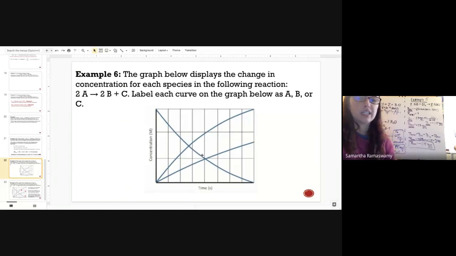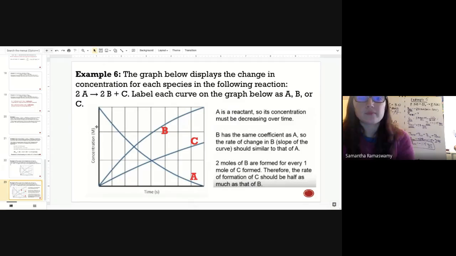But notice that they're increasing at different rates. Well, that's where we're going to look at these coefficients. B has a coefficient that's twice as much as C, which means B is going to increase at twice the rate of C. So if we take a look at this graph, A is the one that decreases, B is the one that is increasing at a higher rate, and C is the one that's increasing at a lower rate.